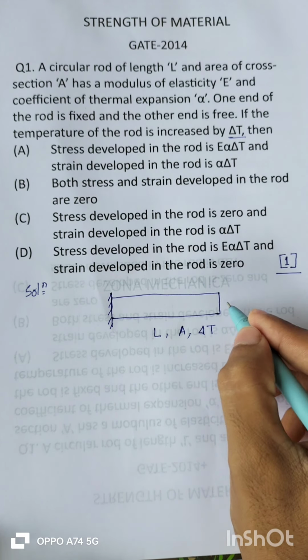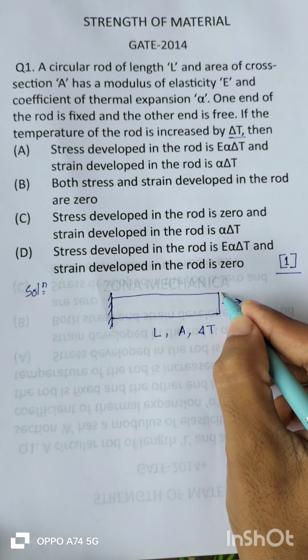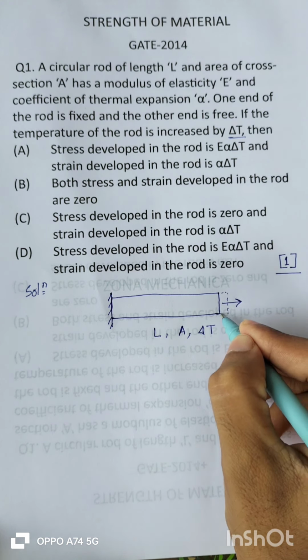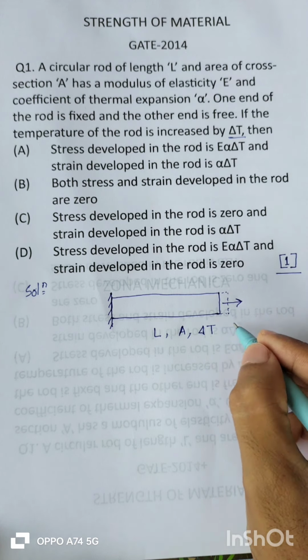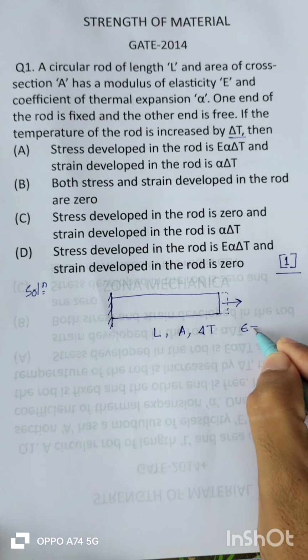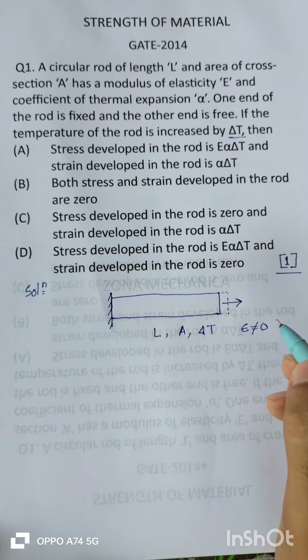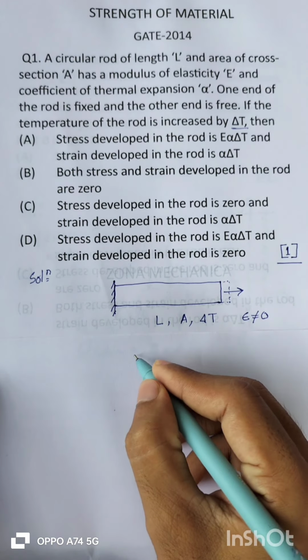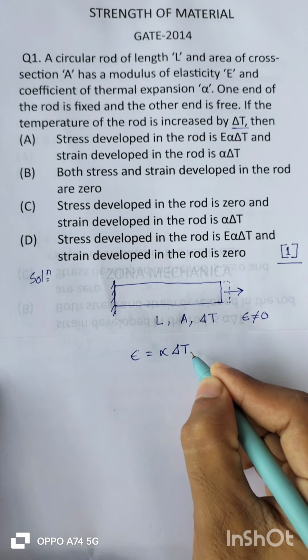So clearly, since this end is free to expand, it will expand, it can expand, right? So strain is not 0. If we express strain by epsilon, then epsilon is not equal to 0, and we know the strain is given by alpha delta T.